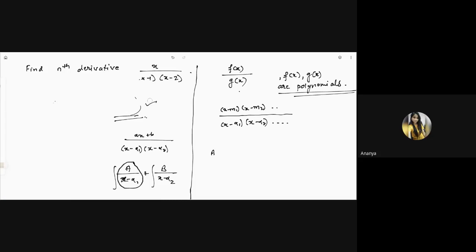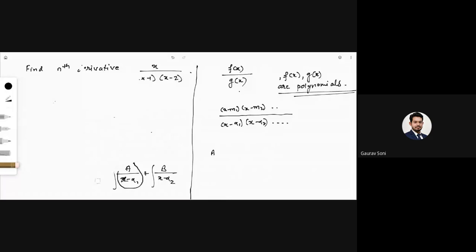The power of the numerator should be less than or equal to, less than the power of the denominator. So the power of the numerator has to be smaller than the power of the denominator. In that case, what I can do is I can use the partial fraction.